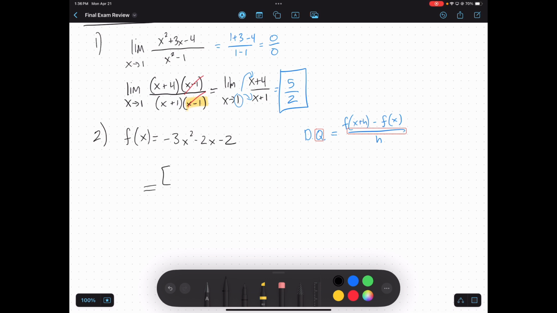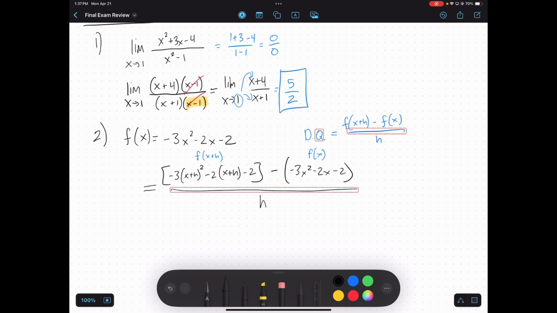So first I'm going to take my function, but plug in x plus h. What does that give me? That gives me negative 3 times x plus h squared minus 2 times x plus h minus 2. So that right there is my f of x plus h. Minus, and then just my function. All over h. Everybody okay with that so far?